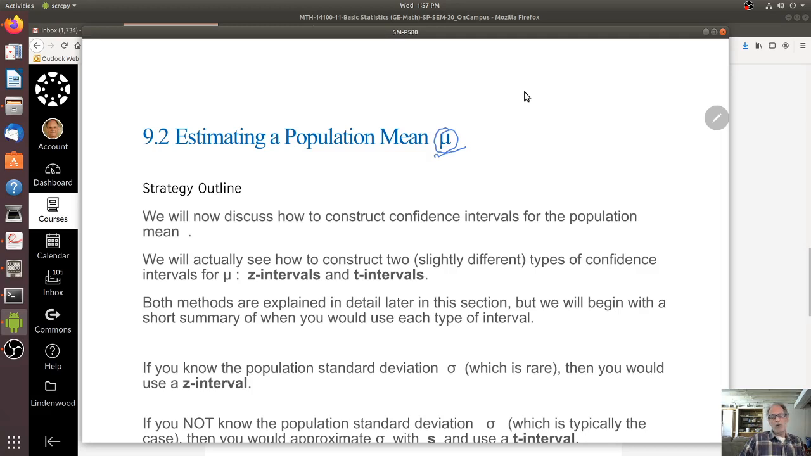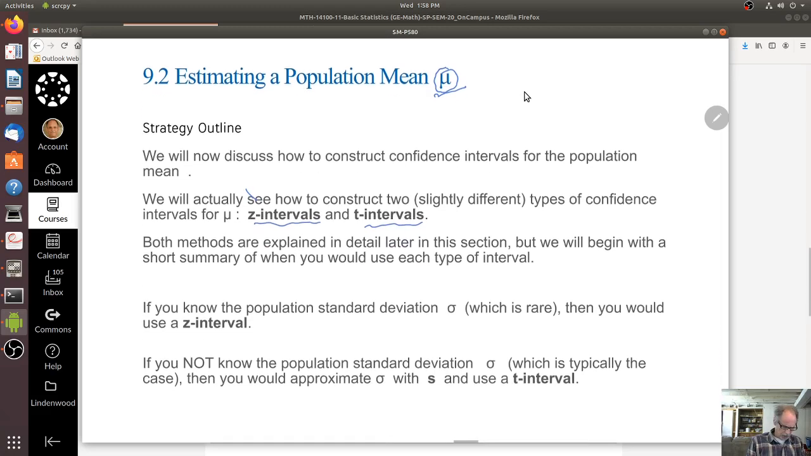But it's going to be a little bit more complicated because there's going to be two different situations. We're going to be talking about Z intervals, and I'll sometimes refer to this as Z statistics or Z stats, and T intervals. And we need to be able to distinguish which one of those we're using for a particular problem. And there's a very surefire way to do that, and I'll tell you what that is. Both methods are explained in detail later in this section, but we'll begin with a short summary of when you would use each type of interval.